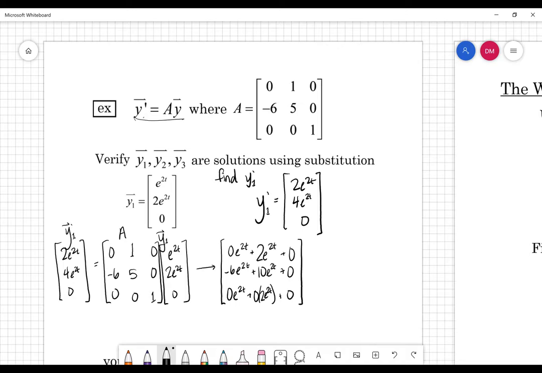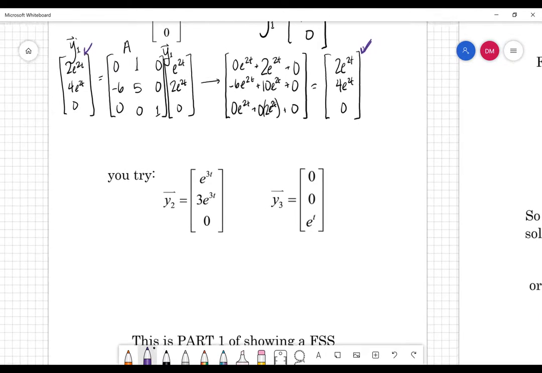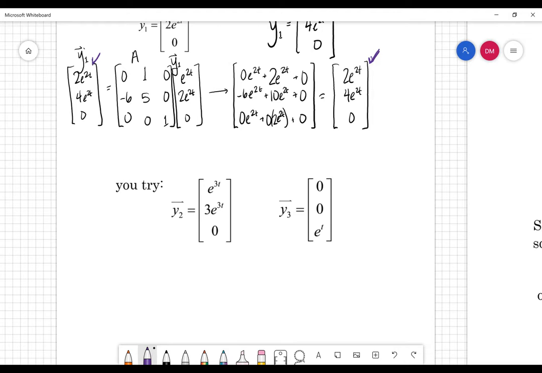If I go ahead and simplify, I get 2e to the 2t for my first element. I get 4e to the 2t where I combine like terms, and my last element is just 0. So this does in fact check out. Y1 prime matches my right-hand side when I multiplied that out. So now I want you to go ahead and try y2 and y3. Pause the video here and give that a try, and I'll meet you back in a second.